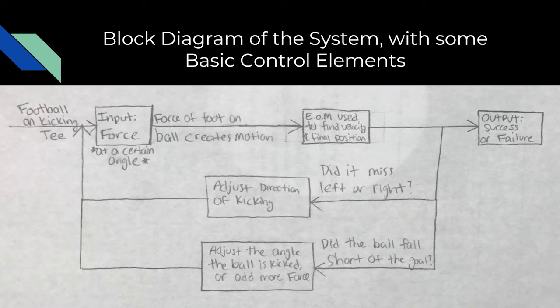You start with the football on a kicking tee, input a force, and use the equations of motion to find the velocity and final position of the ball. If the ball missed left or right, you are able to adjust the direction of your kicking, and if the ball fell short of the goal, you can adjust the angle the ball is kicked or add more force.